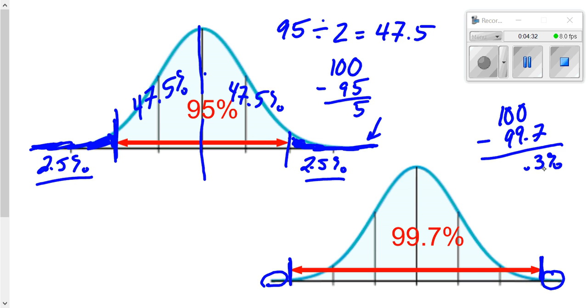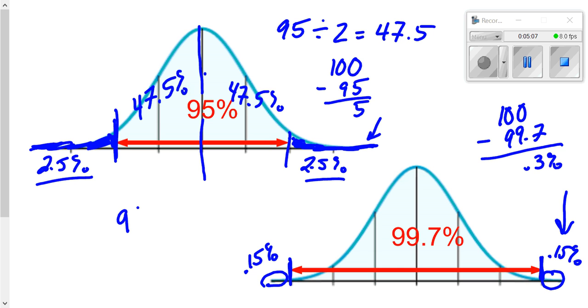And then if you split that, because of symmetry, there's just a little dab down here and a little dab up here, 0.15%. So it's very unlikely to be outside of 3 standard deviations away from the mean, but it is possible. If I were looking at NBA players, and this were a graph of height, there are a lot of NBA players out here, because they're unusual people in the first place. Okay, so I've got 99.7% in the middle.